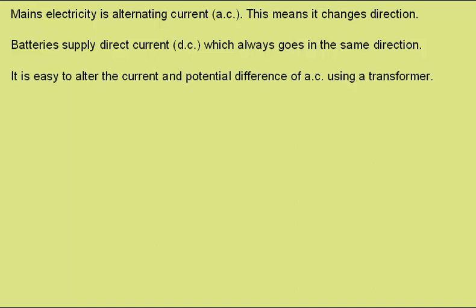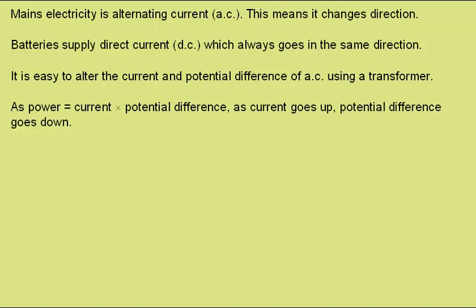It's easy to alter the current and potential difference of alternating current using a transformer. However, transformers will not work with DC. We find that as power is equal to current multiplied by potential difference, as the current goes up, the potential difference goes down. In fact, if the system is 100% efficient, if we double the current, we would halve the potential difference, and so on.